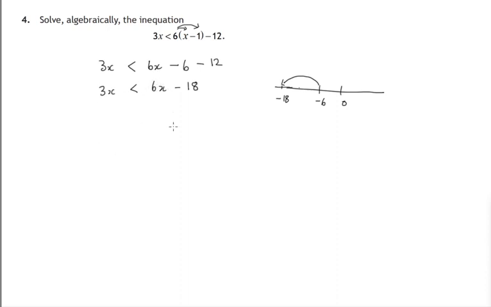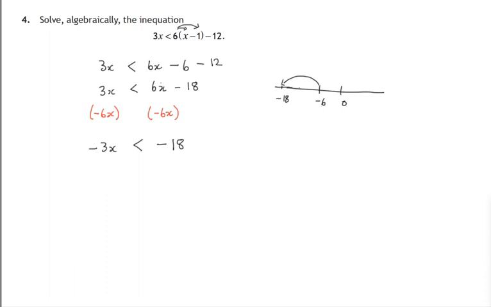We get rid of this. The action on the right hand side, we're taking away 6x. So we're taking away 6x, and that will still be less than that. If this is less than this, do the same thing to both sides. This will still be less than this. 3x minus 6x is negative 3x. The 6x has disappeared and we're left with negative 18.